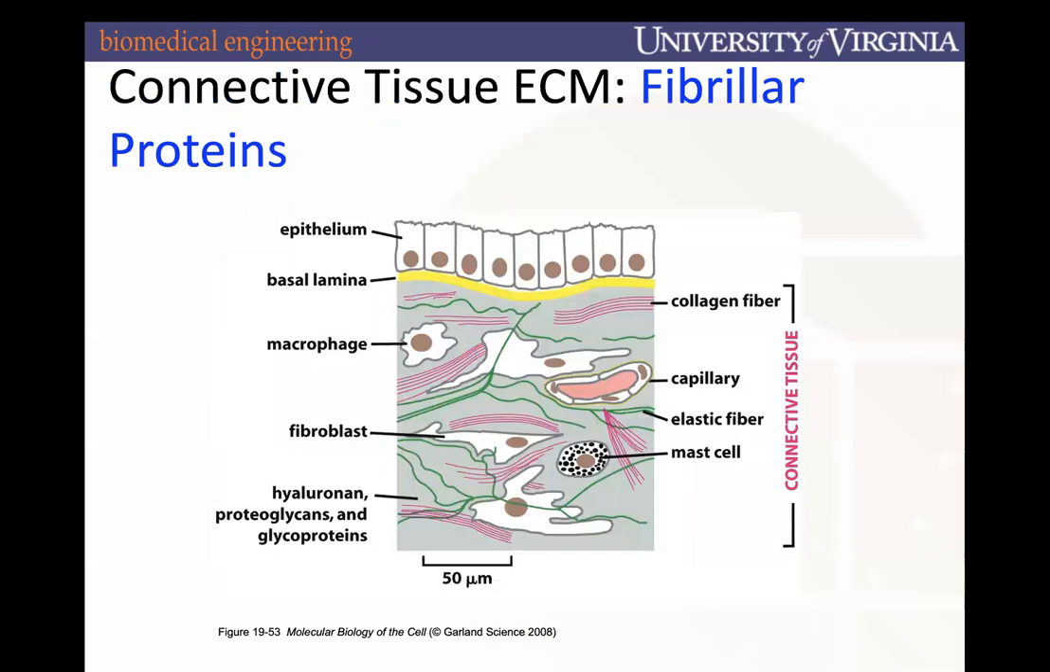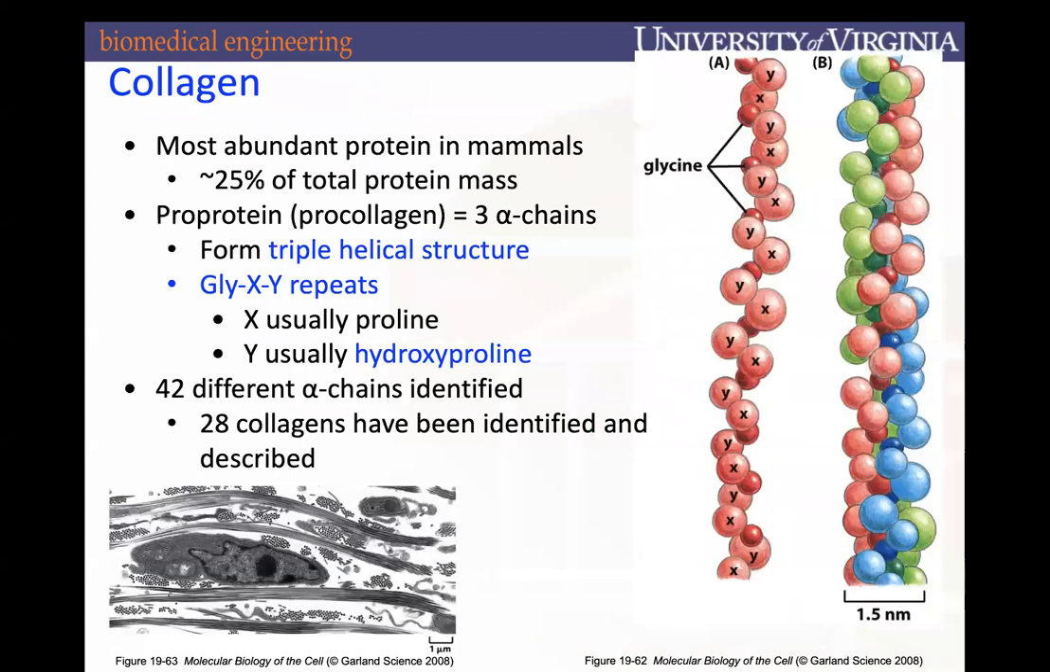So within our connective tissue ECM, part of what constitutes that, in addition to proteoglycans, is also going to be fibrillar proteins. So we're going to take a moment to describe some of those because they're key. The key function that fibrillar proteins provide is to resist tension. And so one that does that is collagen.